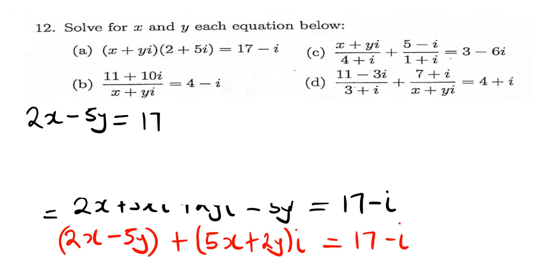Then the imaginary part, we've got 5x plus 2y. This will be equal to negative i there. We're just going to say negative 1, okay? Because the i and the i are the ones that are telling us that these ones are the same. Then we just have to solve these equations. We can solve them simultaneously if we want.